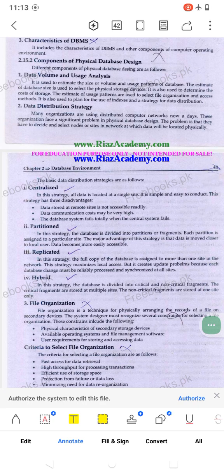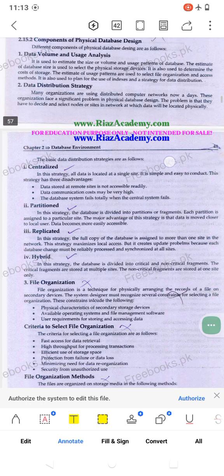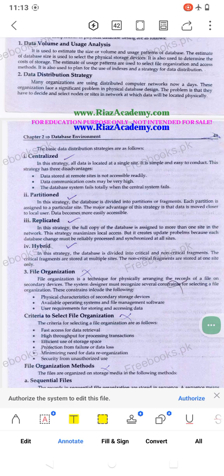Next we have the components of physical database design. These are the major terms we are using. What is the data? That means how much data there is, how to use or analyze that data, and in which format or structure the data will be stored. This is done by data volume and users analysis. Next we have data distribution strategy. That means how we send our data, either completely or in parts, and whether it is saved at a single site or multiple sites.